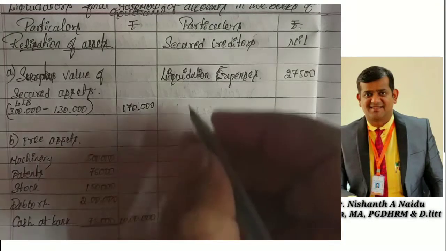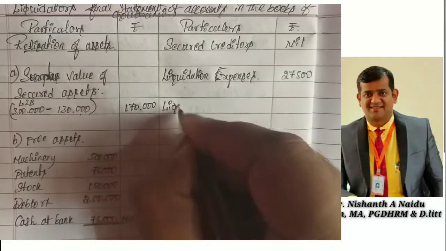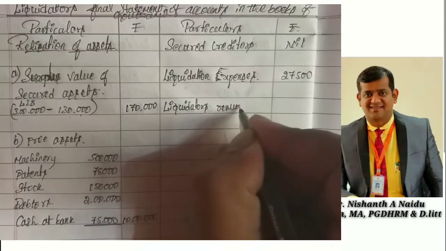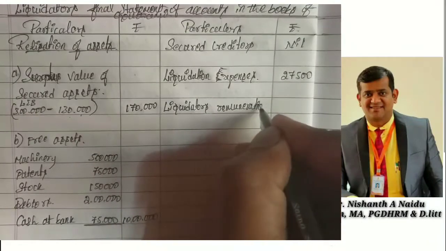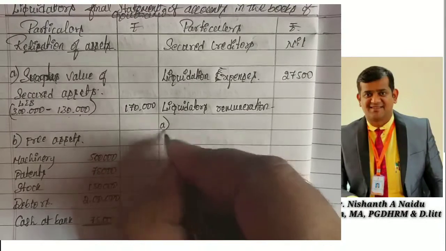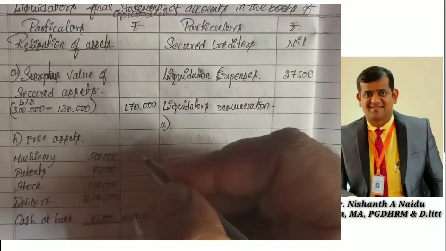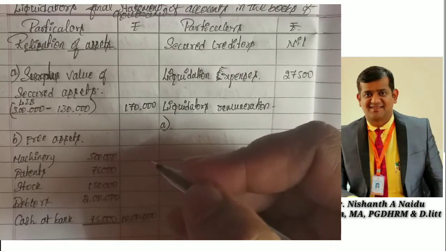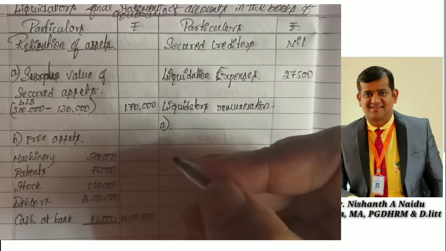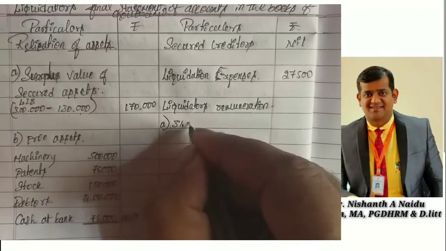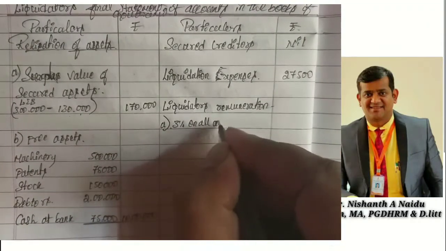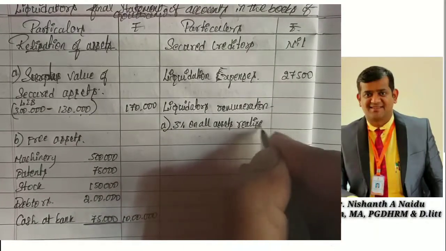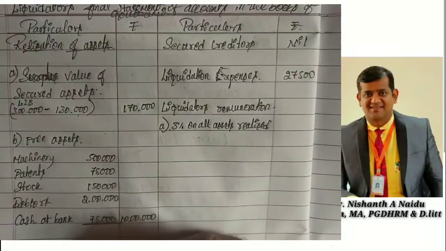So next is liquidator's remuneration. So what we are going to do, calculate liquidator's remuneration. So under that, point A is the liquidator is entitled to a commission of 3% on all assets realized except cash. So 3% on all assets realized.